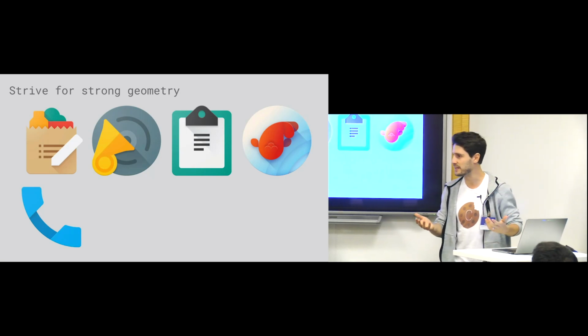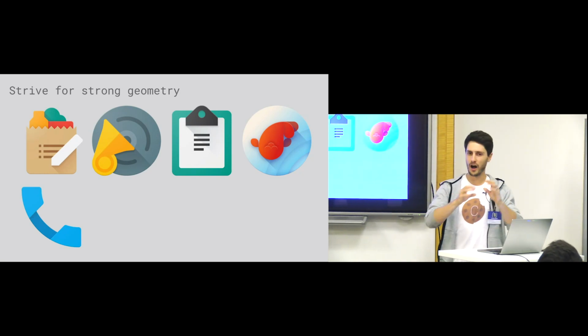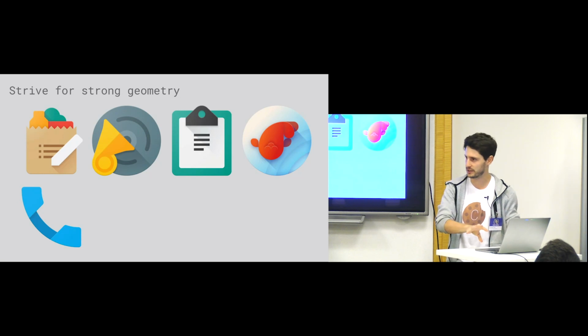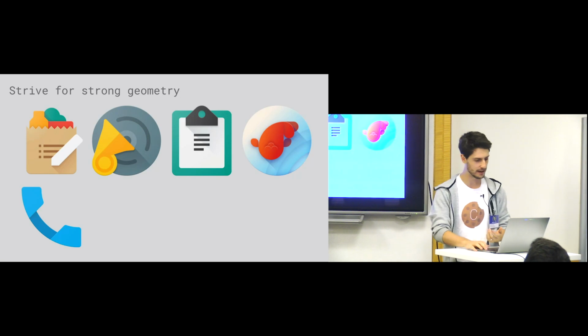sense of quality of something. So if we can make an icon strong geometrically, the hope is to create a sense of strength visually and aesthetically.